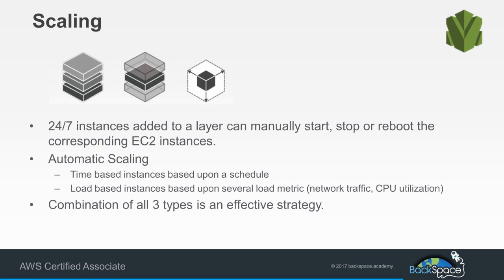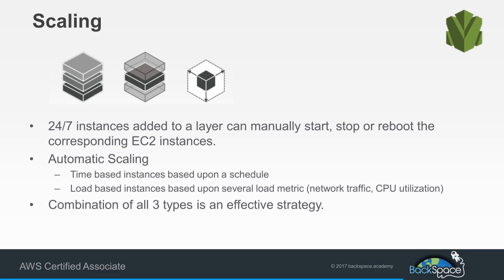So scaling. We have three different types of scaling that we can utilize with OpsWorks. You can have 24/7 instances, and they can be added to a layer. And you can manually start, stop or reboot those corresponding EC2 instances that have been defined. And we also have automatic scaling. That can be time-based or load-based. It would be time-based if it's based upon a schedule. So between 7 and 8 o'clock at night, we're going to have X capacity. Or it could be load-based, which would be based upon a load metric, say network traffic or CPU utilization. So when demand is high, that would scale up.